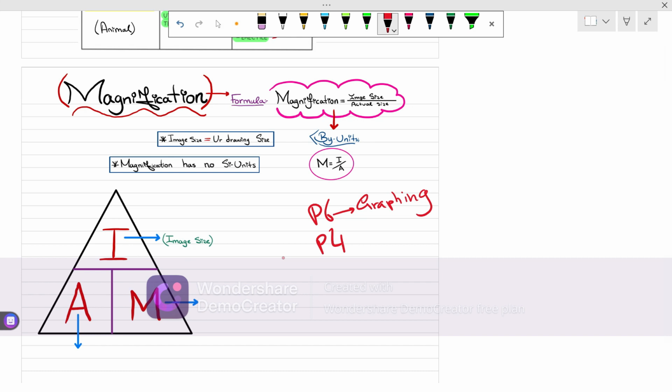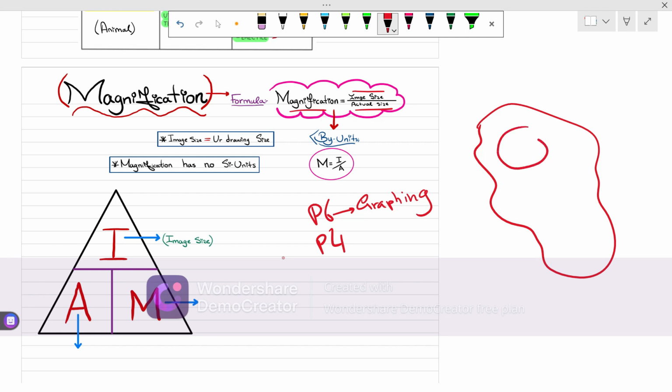So the formula of magnification is equal to image size divided by actual size. Image size is the size of your drawing, and actual size is the size that is given. So usually they're going to ask you to make a drawing. Let's say they ask you to draw an animal cell. So you'll have to make a large drawing of an animal cell. We said it contains a nucleus, mitochondria, rough endoplasmic reticulum, cytoplasm, cell membrane, and so on.